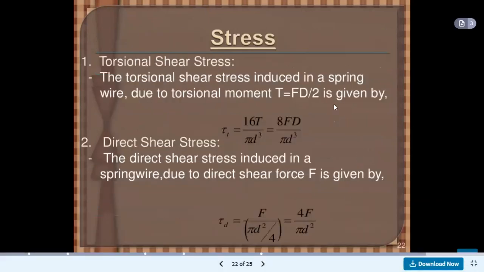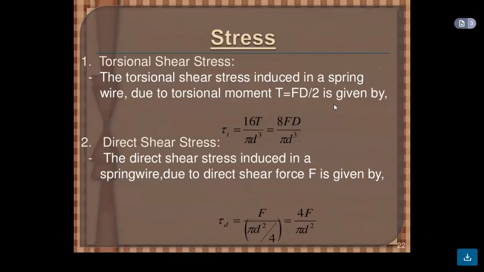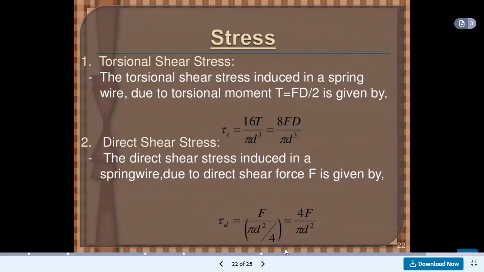We see the torsional shear stress. The torsional shear stress induced in a spring wire due to torsional moment, that is T is equal to F D upon 2, is given by tau T is equal to 16 T upon pi d cube, is equal to 8 F D upon pi d cube. And the second stress, that is direct shear stress, the direct shear stress induced in a spring wire due to the direct shear force F is given by tau D is equal to F upon pi d square upon 4, is equal to 4F upon pi d square.